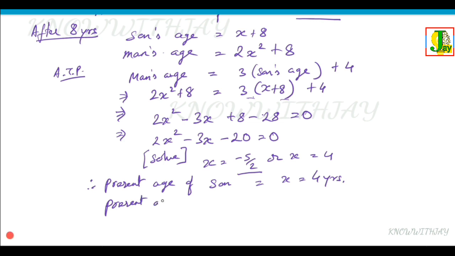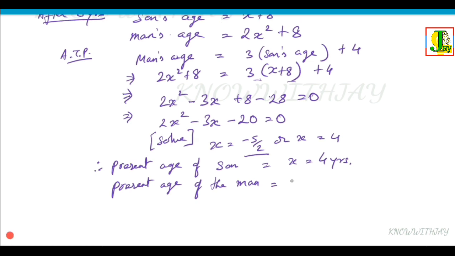and the present age of the man equals, we have the man's age to be 2 times his son's age squared. Okay, so we have 2 into 4², that's 2 into 16, 32 years. So the man's present age is 32 years and the son's present age is 4 years.